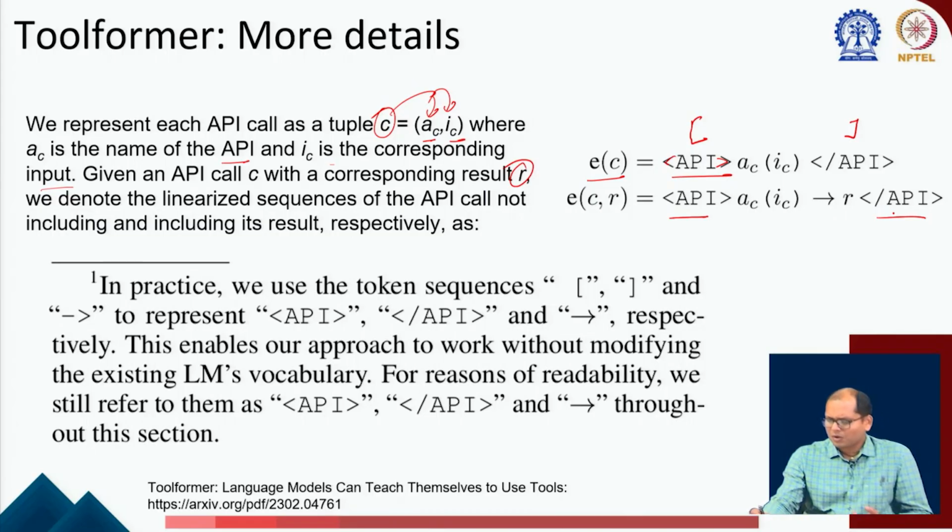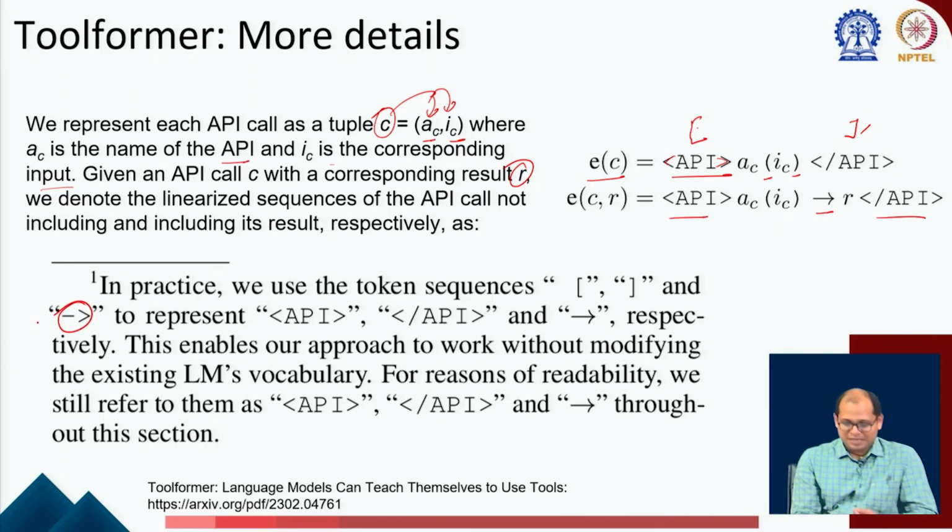Now how will they represent it? They will have an open bracket, then the actual name of the API. Then you have a parenthesis with all the input parameters for this API, close parenthesis, then you close the bracket, right? And for the result, you have a right arrow, which they represent simply like this. They say the reason for doing that is that they didn't have to change the vocabulary, which could have been much more tedious, as we have seen in one of the lectures. They used whatever tokens were there already, and devised this particular schema for calling an API, right?